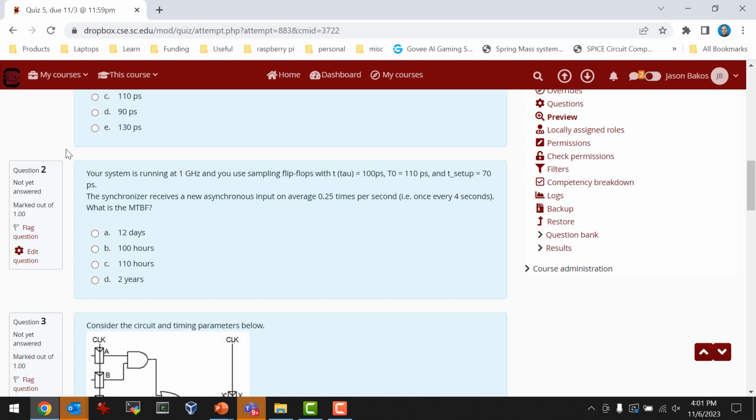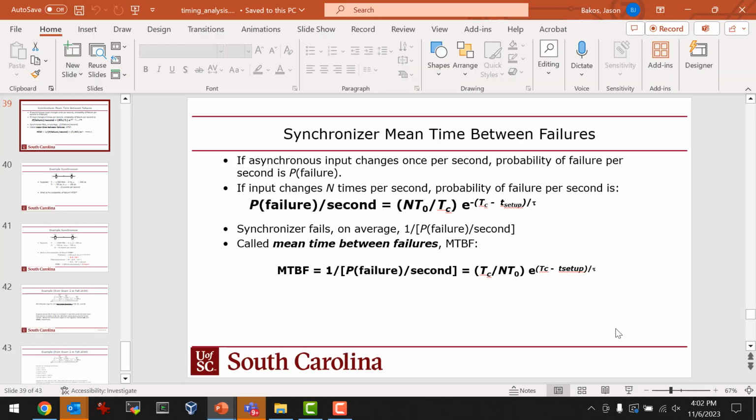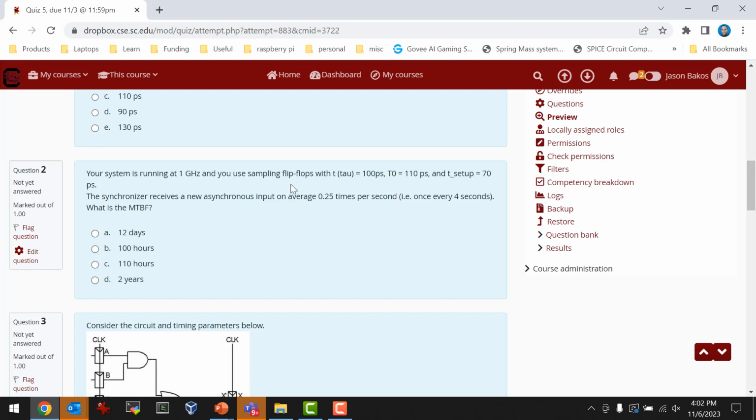Sorry, I got that flipped. T sub C minus T setup, T setup 70 picoseconds. Do I have that flipped? T sub C minus T setup. Oh, no, that's right. Yeah, it's a negative value. And then that's divided by tau, which is the technology parameter, which in this case is 100 picoseconds. So 100e-9. Make sense? We just compute that.